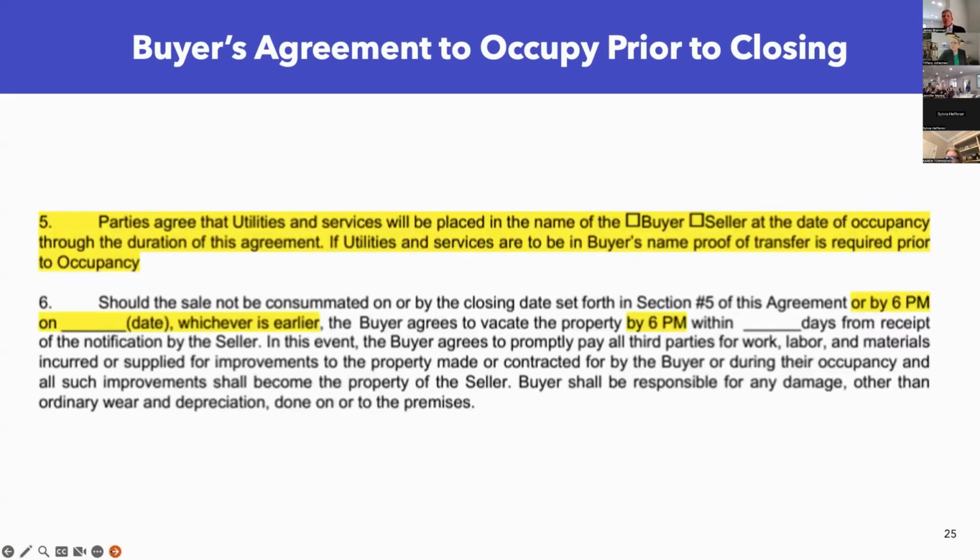Utilities will be placed in the name of, and you get to choose, as of the date of the occupancy. I would say that if you wanted to remain consistent, this should say buyer too, because if the buyer has the risk of loss, the buyer should be paying bills. Okay. Should the sale not actually close? Number 6, this occupancy agreement terminates by 6 p.m. on a given date.